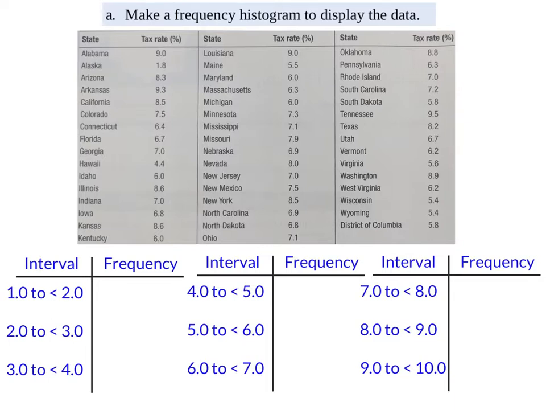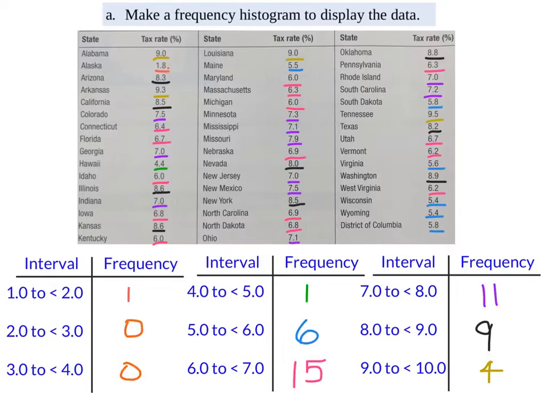So 1 to less than 2. So that's 1.0 to 1.99999 if that exists. And then 2 to 2.99999, etc. So we're just going to count up the number of states that fall into each of these intervals. So what I've done is I've tried to color code this to the best of my ability here. There's only one state that falls between 1 to 2%. There are no states that fall between 2 to 4. There's one state that is in the 4s, 6 are in the 5%, 15 are in the 6%, 11 are in the 7s, 9 states are in the 8%, and then 4 states are in the 9%. Woo!